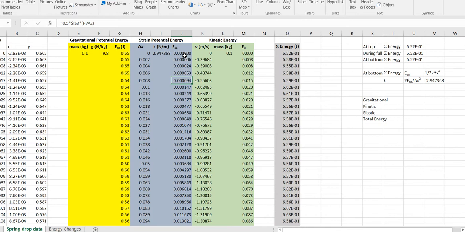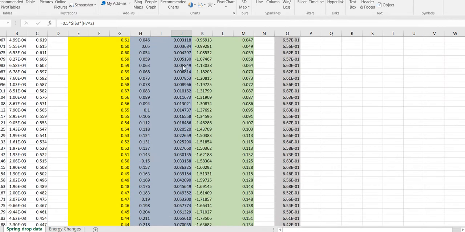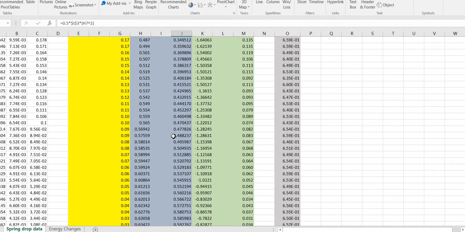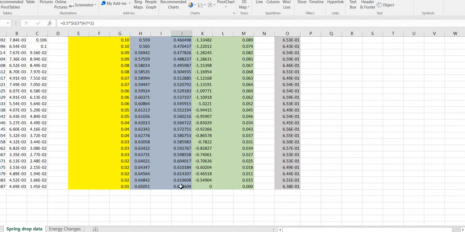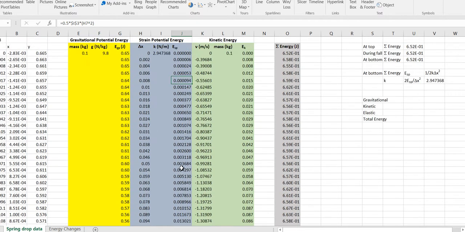So it starts off with no strain potential when there's no extension, and as it extends, it increases all the way down to the bottom, whereby just about all the energy is now transferred into the spring with strain potential energy. Also along the way, we can get data from our original tracker with velocity. Now velocity data here, we can use the mass again. Half mv squared allows us to work out the kinetic energy for each particular time of this journey as well.